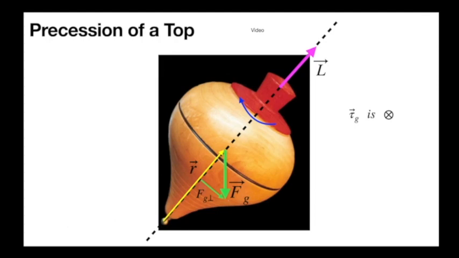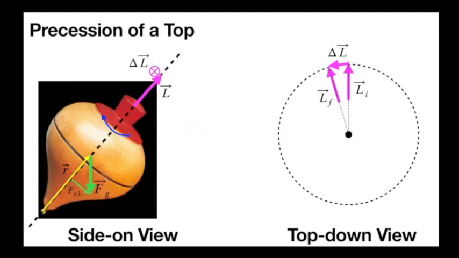And so if the torque is into the page, then the change in angular momentum is into the page. So there's an angular impulse given to the top by gravity acting on it. So now we have an L initial, which was just the top spinning around its own axis, and now a delta L that is into the page. So now let's change our perspective. Let's look at this from the top down.